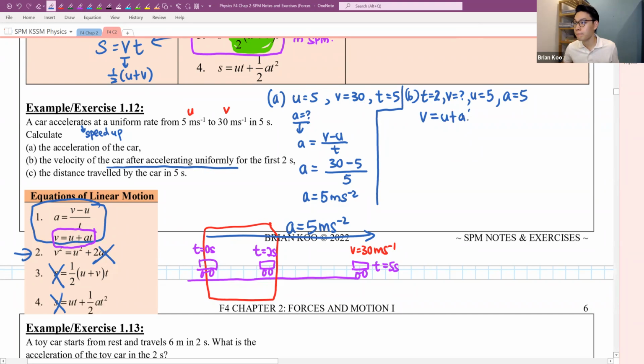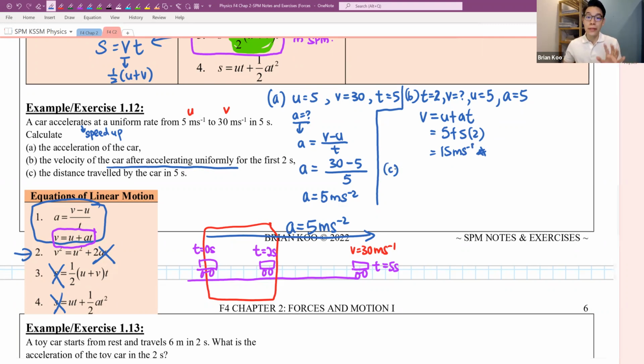Make sure your unit is correct, meter per second for this case. And so I'm trying to go a bit slower here. Make sure you are okay with how I deal with what equation to use and all. I hope you are comfortable with that. If that has been your problem, I hope I have solved it.